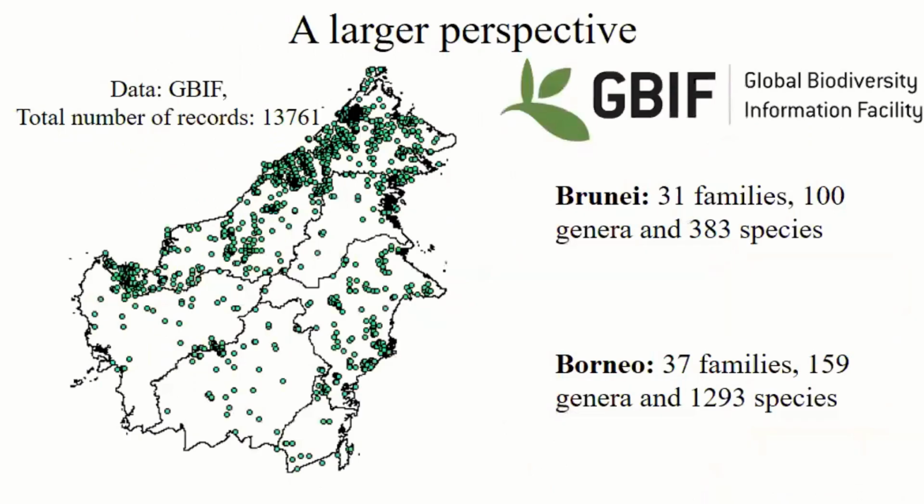But if we take a larger perspective and download all the GBIF data, here we are. This is what we know, okay? Most of these data are from Malaysia and from Indonesia, and from herbaria such as Bogor in Indonesia or Leiden in the Netherlands. Assuming that this is what we have, obviously the number of species is higher. It's not a surprise, but we can see that Malaysia did a good job. Sarawak and Sabah are well collected. Brunei, okay. And Kalimantan is still a black hole somehow.